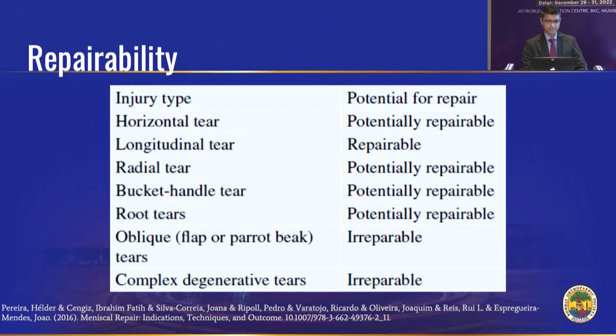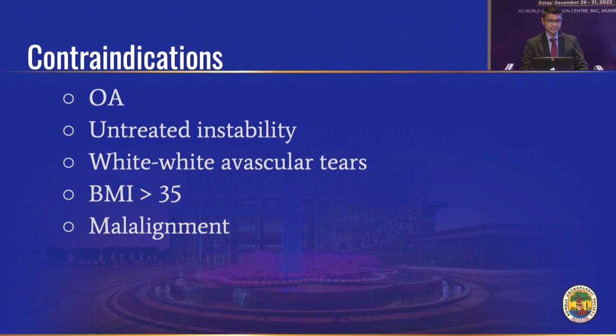Contraindications to repair are existing OA of the knee, untreated instability, the white avascular zone tears, BMI more than 35, and an existing malalignment of the knee.